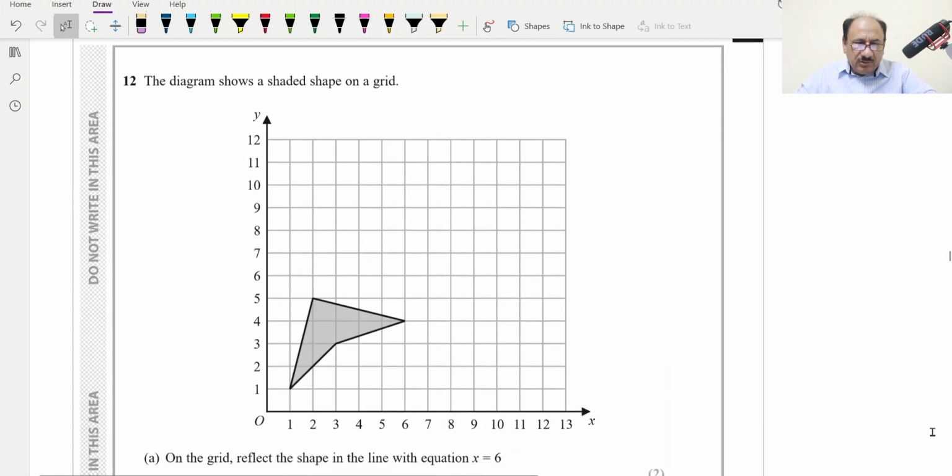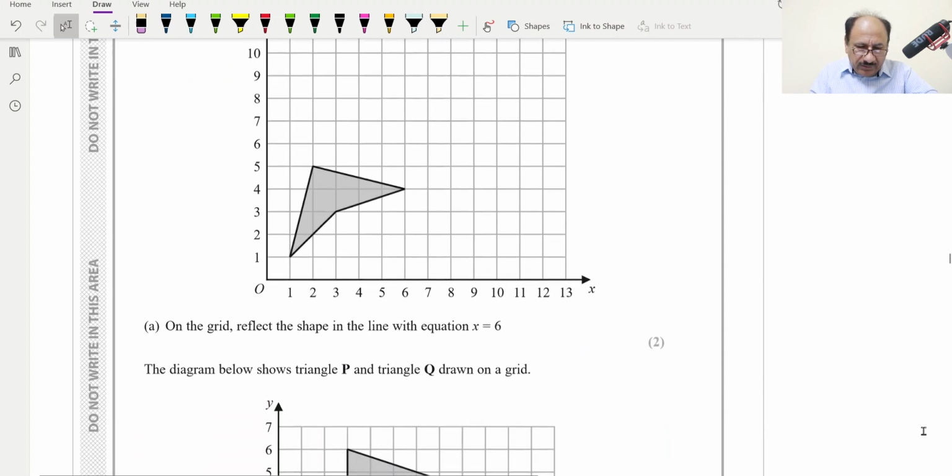Now question number 12 is a transformation question. The diagram shows a shaded shape on the grid, and the shape is provided. On the grid, reflect the shape in the line with equation x is equal to 6. So x is equal to 6 is which line? x is equal to 6 is this line, and we have to reflect this.